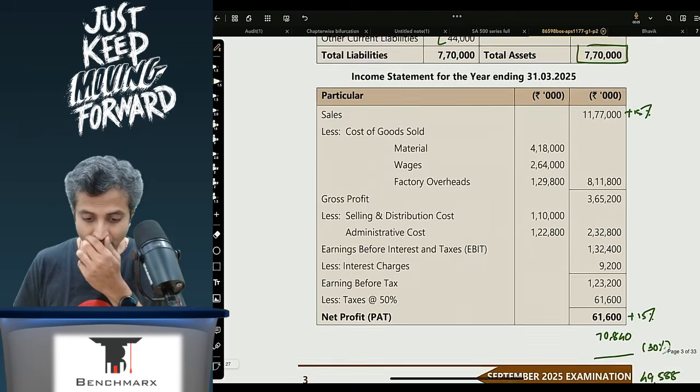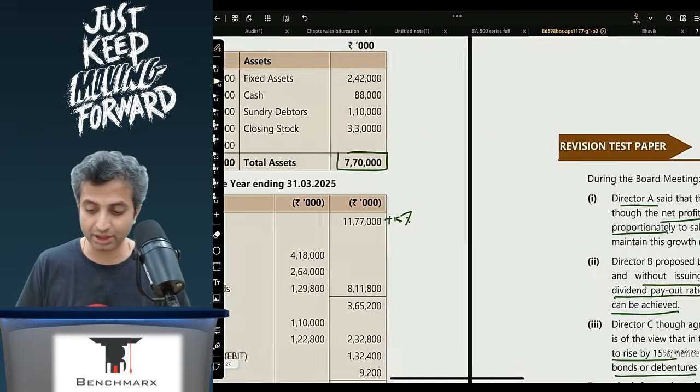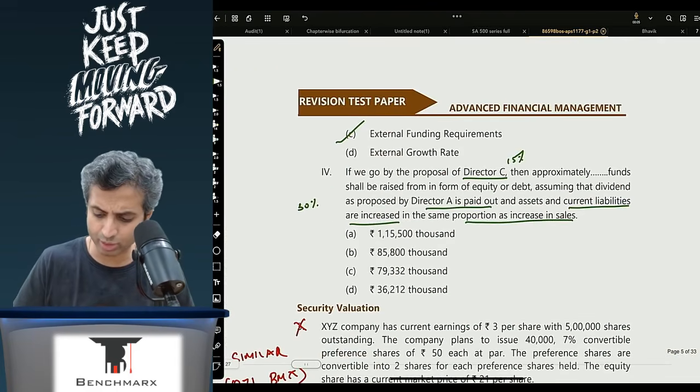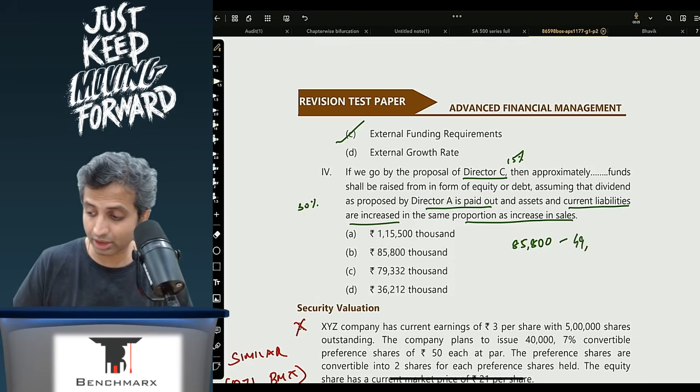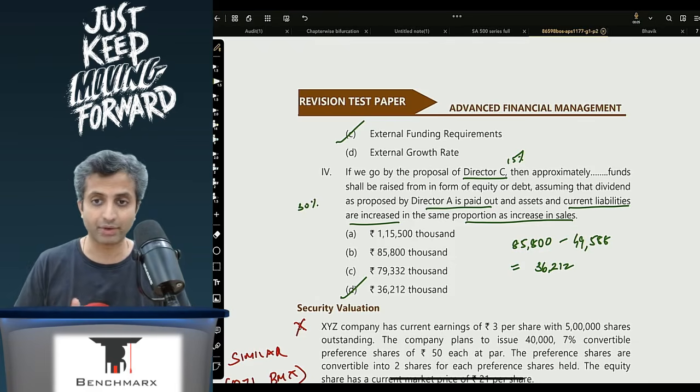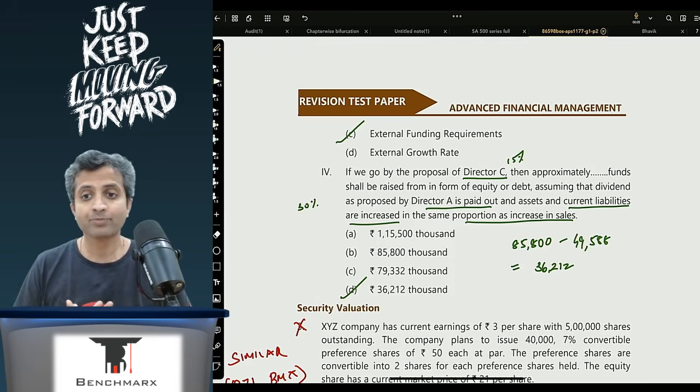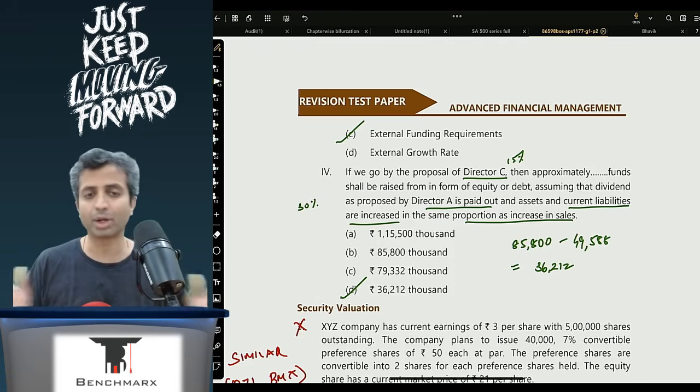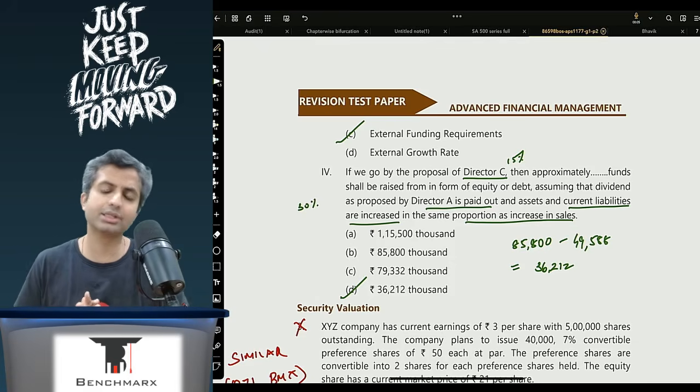However, you need assets worth 85,800, out of which I would say, out of your internal accruals in the current year, 49,588 can be met out, and hence around 36,212 would be the amount that you will have to raise through external funds. So they're asking you how much money, either from debt or from equity, you have to raise. Then this is your answer.